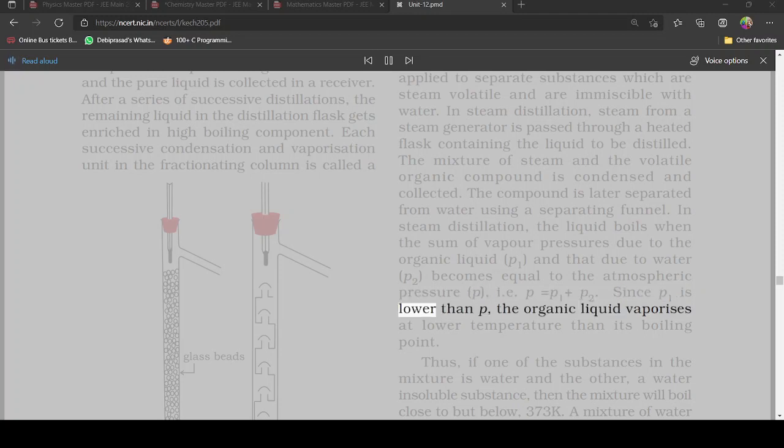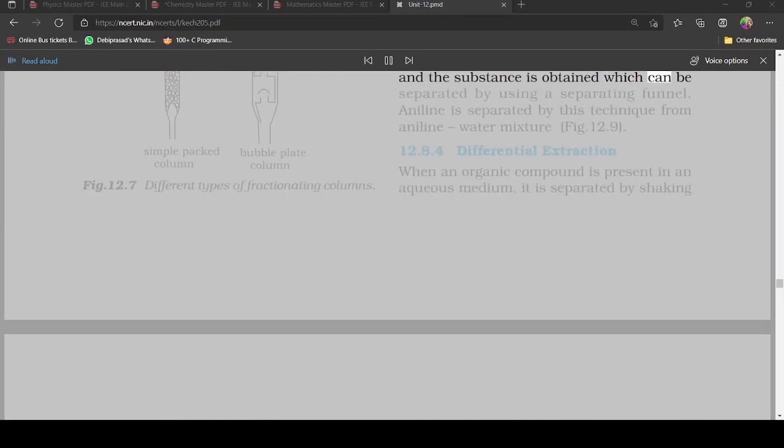Since P1 is lower than P, the organic liquid vaporizes at a lower temperature than its boiling point. Thus, if one of the substances in the mixture is water and the other a water-insoluble substance, then the mixture will boil close to but below 373 K. A mixture of water and the substance is obtained, which can be separated by using a separating funnel. Aniline is separated by this technique from an aniline-water mixture. Fig. 12.9.